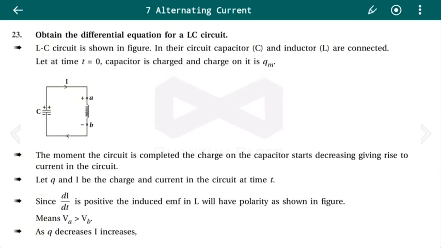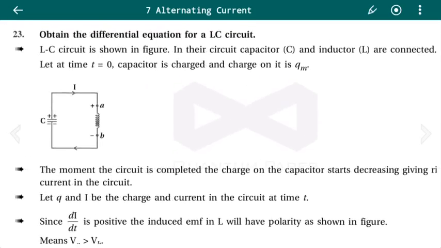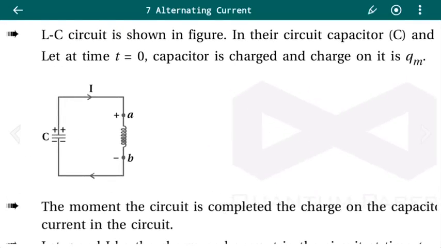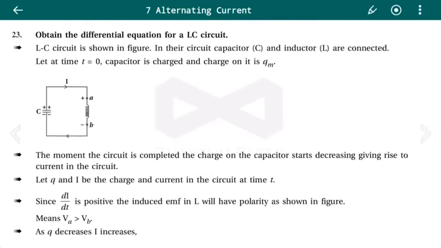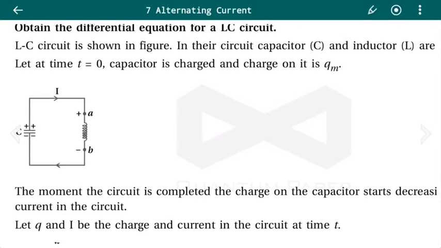Now let us derive the differential equation for an LC circuit. The LC circuit is shown in the figure. In this circuit, capacitor C and inductor L are connected. Here you can see we have a capacitor and an inductor connected with each other, completing the circuit. Let at time t equals 0, the capacitor be charged and the charge on it be Qm.